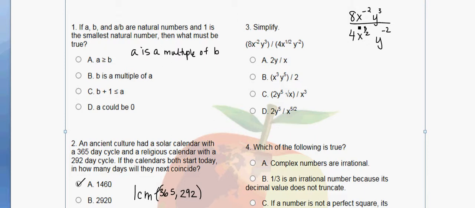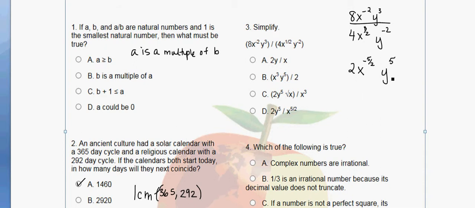and now we're going to use properties of exponents. So 8 divided by 4 is 2. We have x to the negative 2 and x to the half. So since we're dividing exponential expressions with the same base, we subtract the exponents. So it's going to be x to the negative 5/2 or negative 2.5, and then y cubed over y to the negative 2. We're going to again subtract exponents, so that's going to be y to the 3 minus negative 2, which is positive 5.